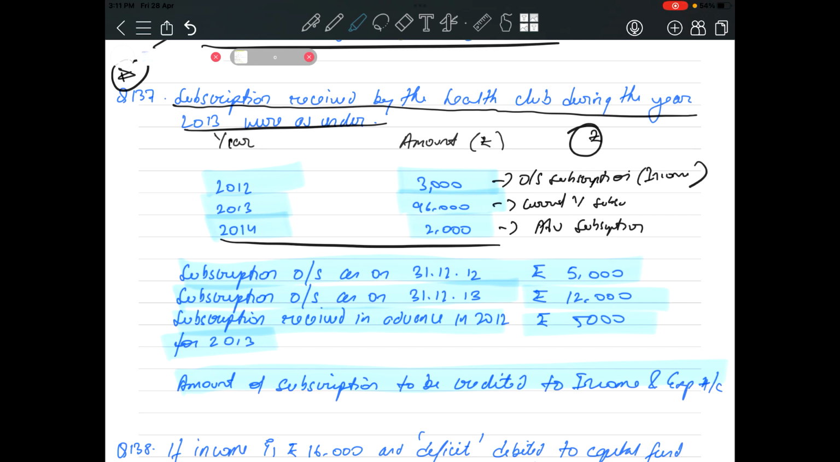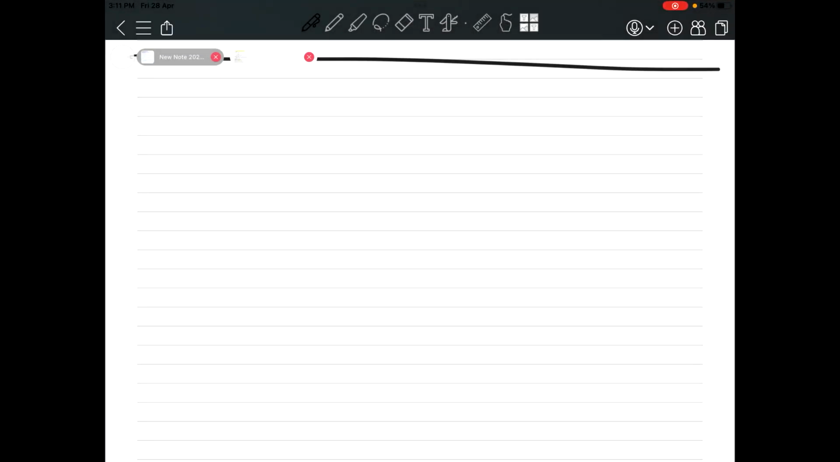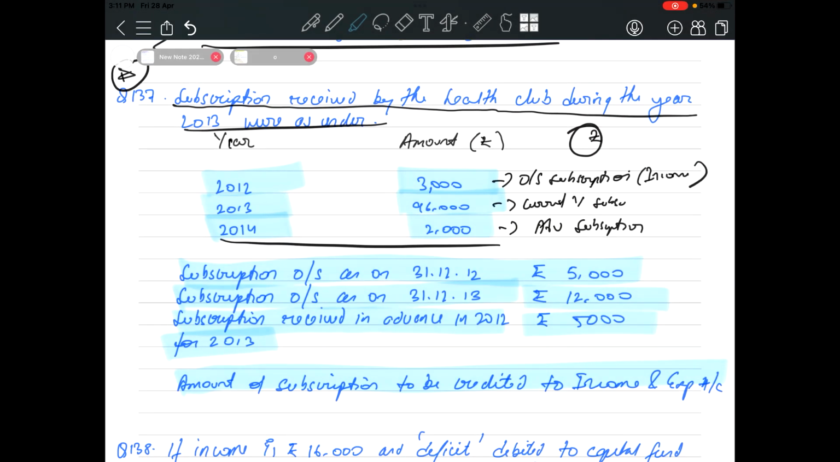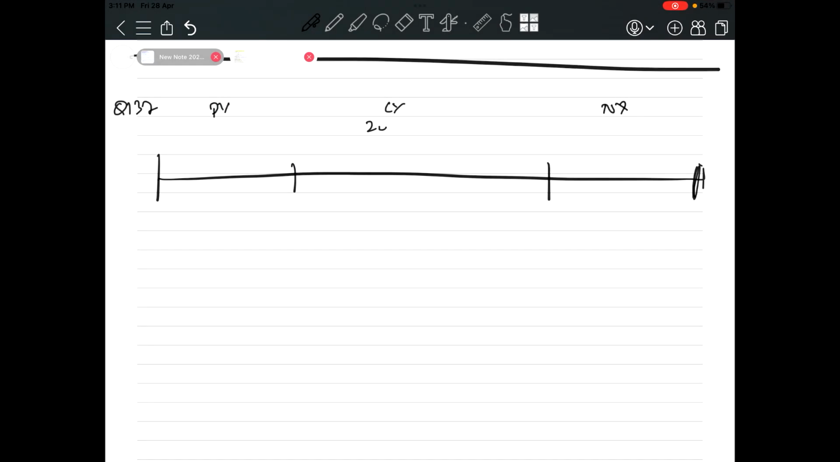Now let's see, we'll again understand it with the timeline, okay. Question number 137, 3 years, okay. This is your previous year, this is your current year, and this is your next year, okay. See, what is the current year? 2013 is the current year, okay, and they are following calendar year. Now if 2013 is my current year, I will write here 2013. Then 2012 will be the previous year and 2014 will be the next year.